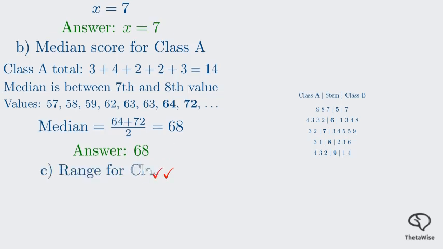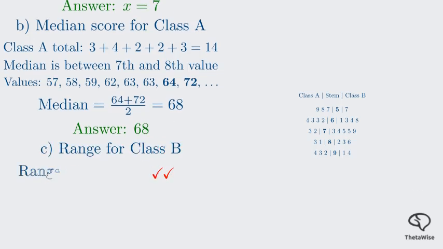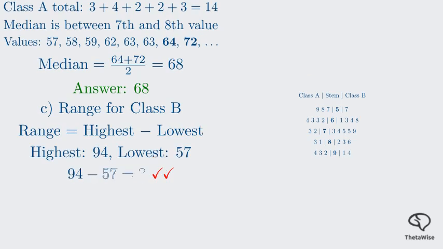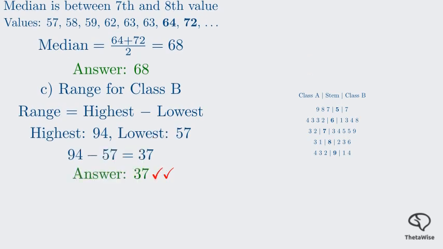Part C. Find the range of scores for Class B. Range is the highest score minus the lowest score. The highest score is 94. And the lowest is 57. 94 minus 57 equals 37. The range for Class B is 37.